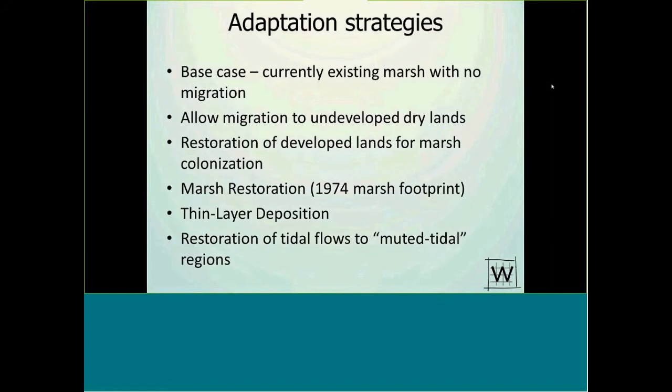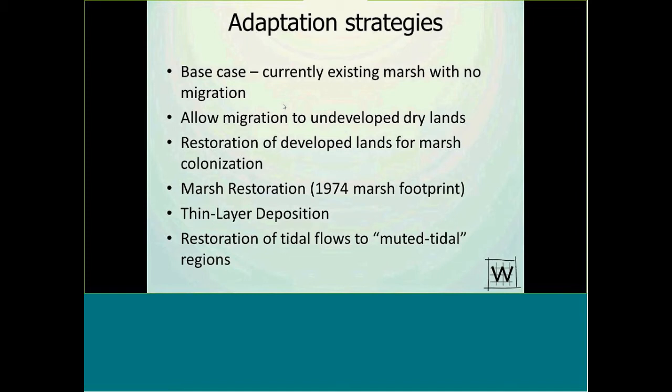So the adaptation strategies that we have modeled with SLAMM, we start with a base case, which would be, let's look at the current existing marsh with no migration. So that would assume that adjoining undeveloped and developed lands would somehow be protected from marsh expansion, which is probably true in the case, especially with its high property values in many of these areas.